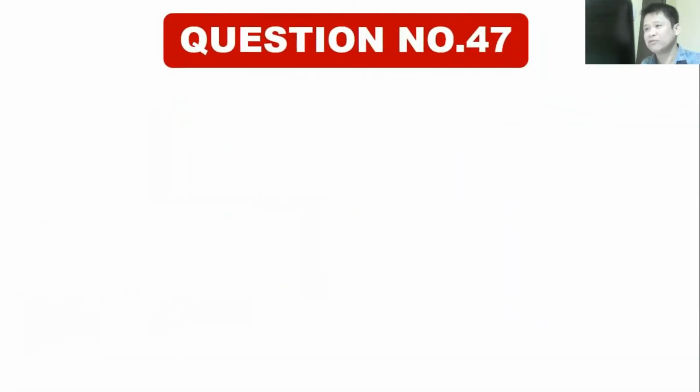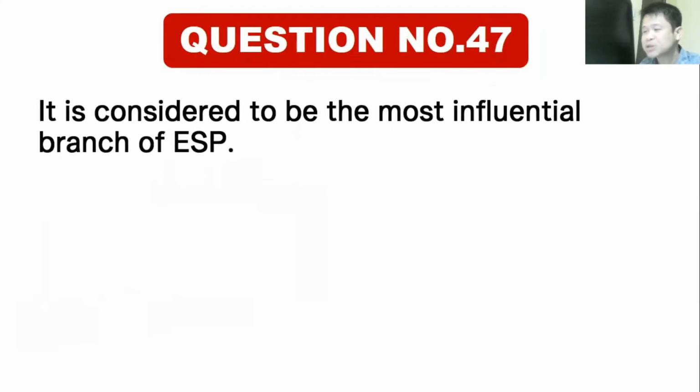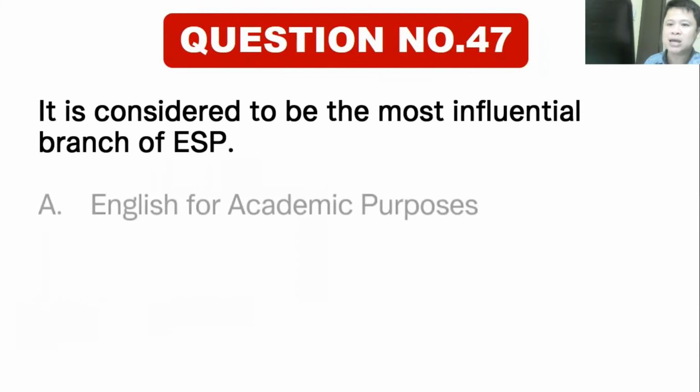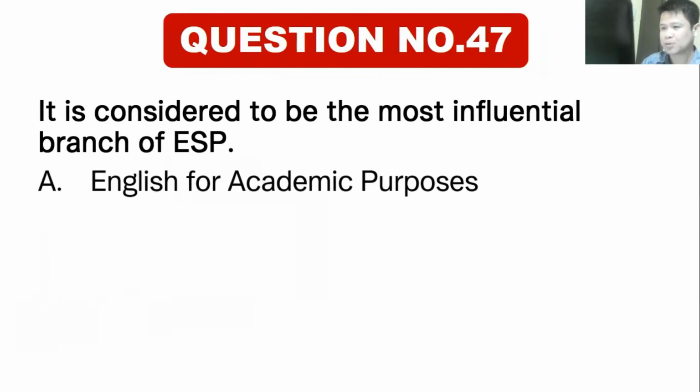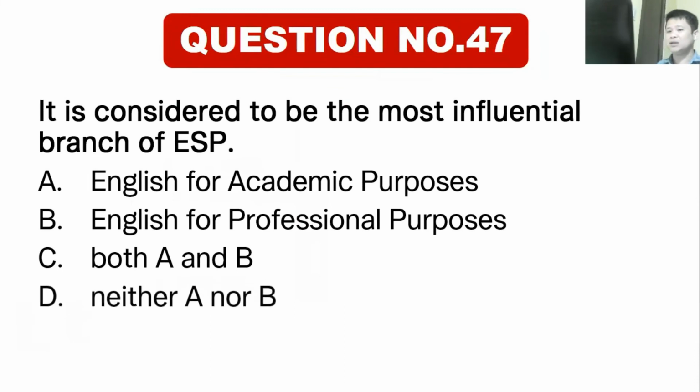Number 47. It is considered to be the most influential branch of ESP, or English for specific purposes. A, English for academic purposes. B, English for professional purposes. C, both A and B. D, neither A nor B.